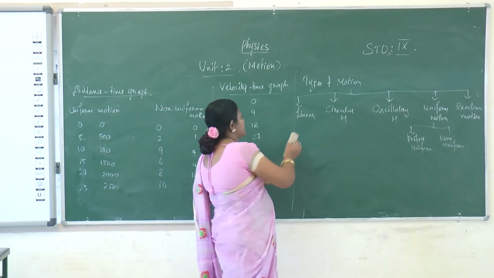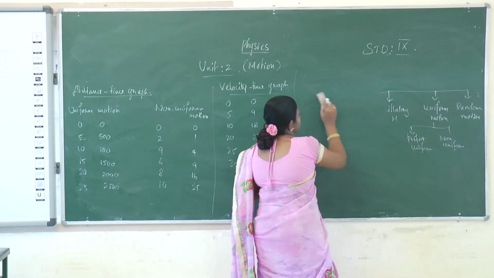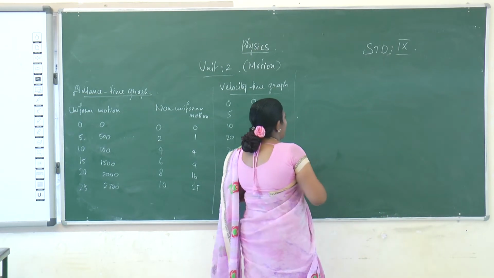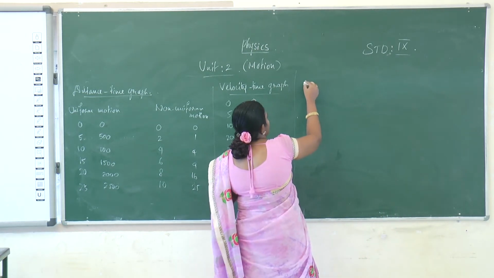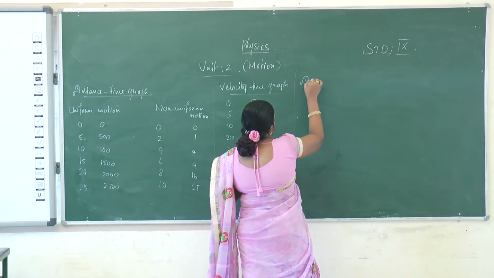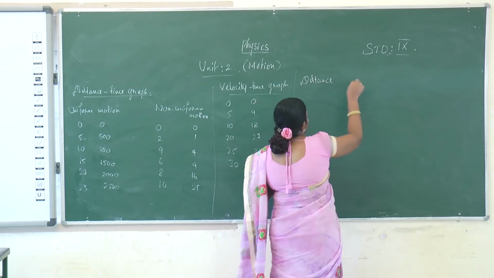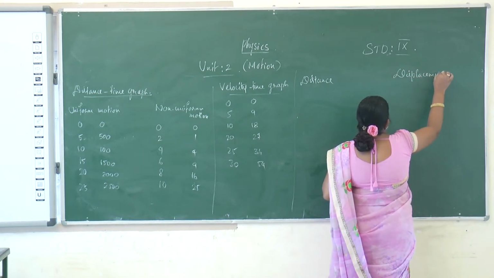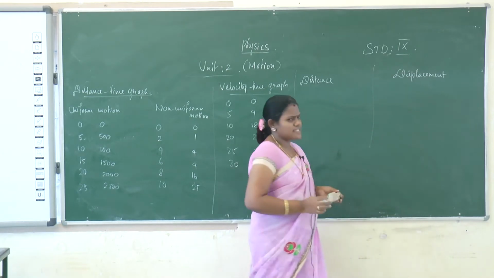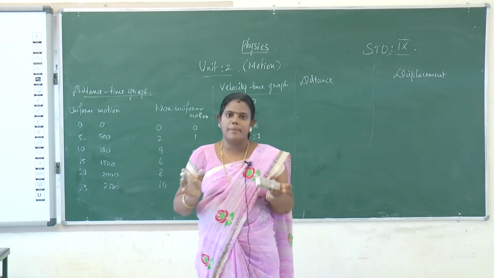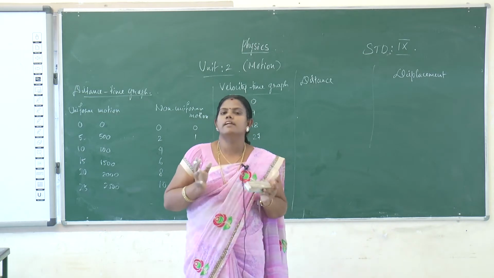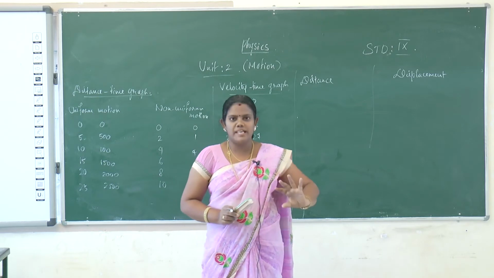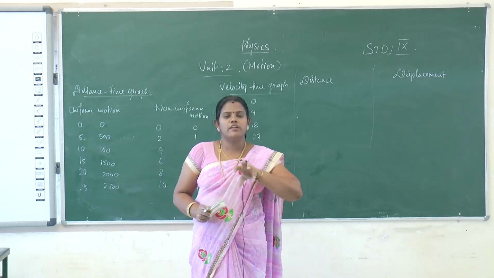First I explain distance. What is distance? Distance is nothing but the path travelled, the path covered by the object. Distance and displacement. What is distance? Distance is nothing but the actual path covered by a particle. The path that a particle has covered is called distance. What is displacement? Displacement is the distance between the initial and final position of a particle.